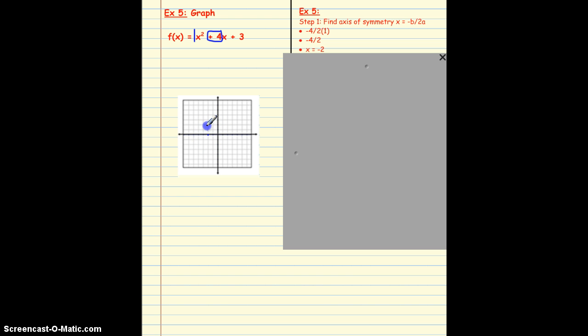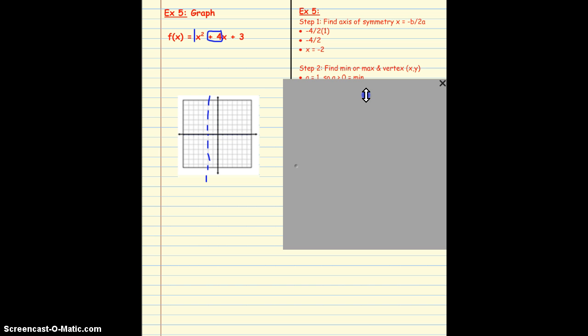So right here, we can have our dashed line. We know that our axis of symmetry is going to be right here. Once we have our axis of symmetry, step 2 is we're going to find out whether we have a maximum or minimum and where that vertex is at, that xy value.